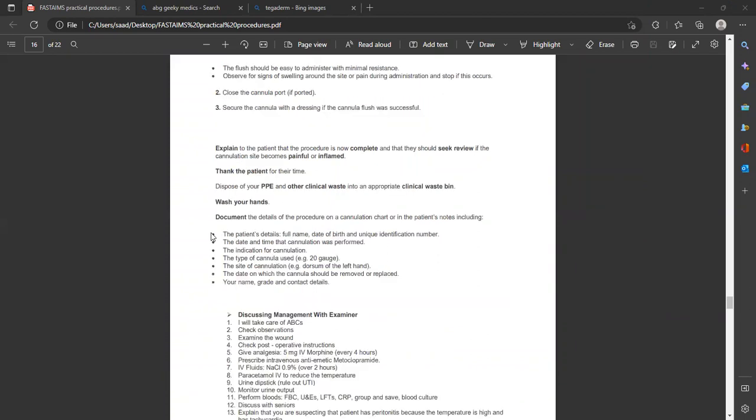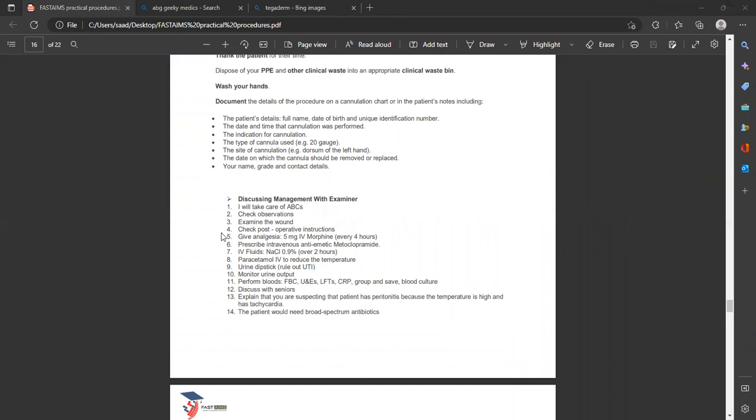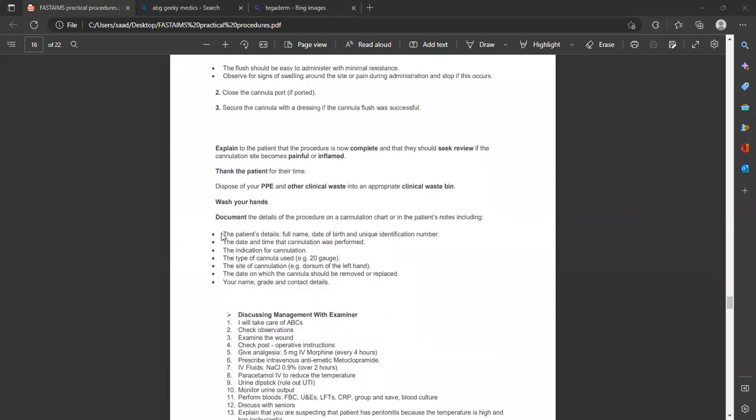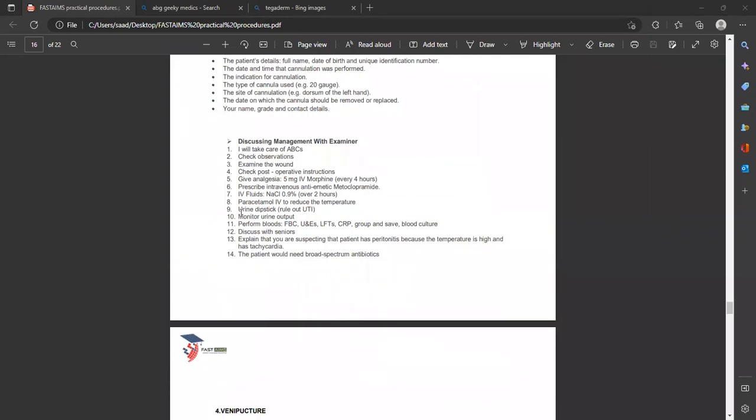Okay, so that's how you're going to perform this IV cannulation, and I will show you the video in a while. But the important thing is, you have to discuss management with the examiner. The patient is post-appendectomy, so he is in pain. You have to give fluids and painkillers. So you will start like this: I will take care of ABCs, observations, and I will give painkillers.